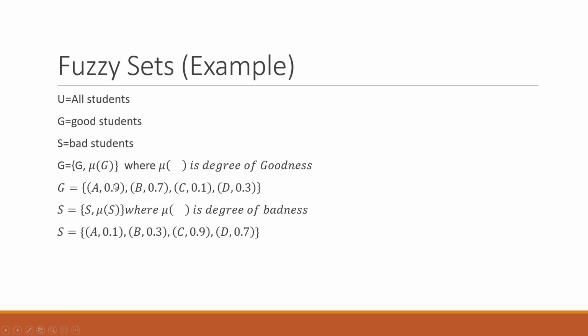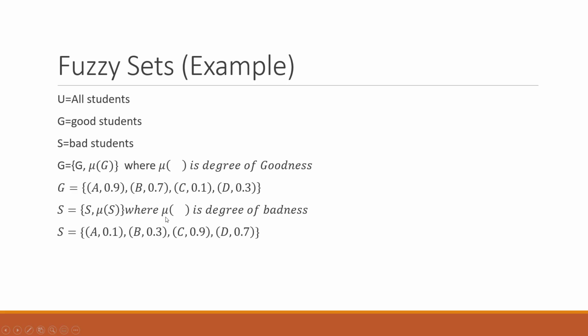And here 90% A is good, so it's approaching very good or extremely good. Similarly for B, B is an element of G and B is also an element of S, because both belong to the set of all students, and the membership function value is 0.3. For C it is 0.9.